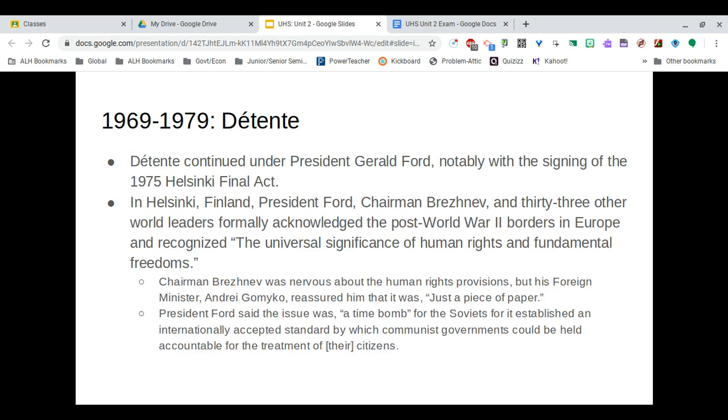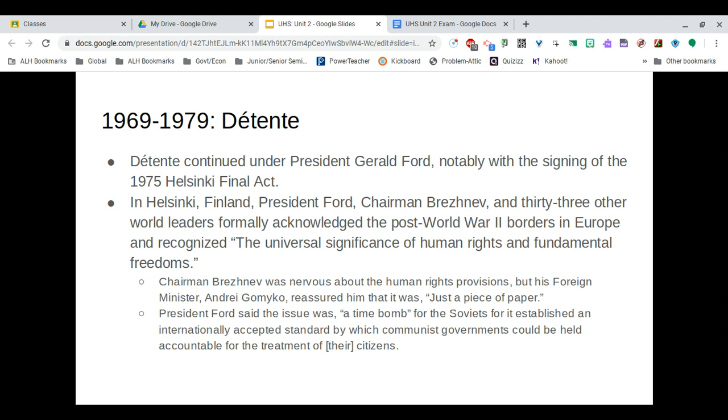It continues under Gerald Ford with the Helsinki Final Act, and this is in Finland. Again, Brezhnev and Ford get together and they start signing things for human rights. If we remember what Stalin did, Stalin set into motion a system where the Soviet Union wasn't always the best about human rights. Brezhnev was nervous about signing this, but his foreign minister reassured him it's just a piece of paper.